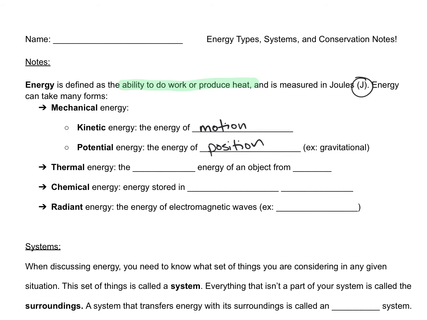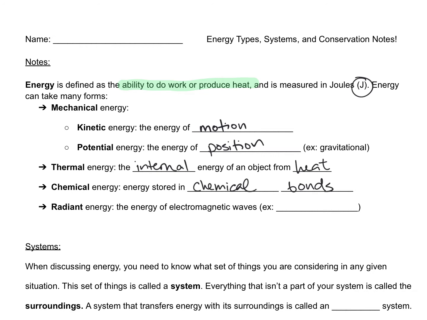Other types of energy include thermal energy, which is the internal energy of an object from heat. So that's all of its molecules moving around inside of it. We've also got chemical energy, which is stored in chemical bonds, like the ionic and covalent bonds that we learned about way back in the day when we studied compounds.